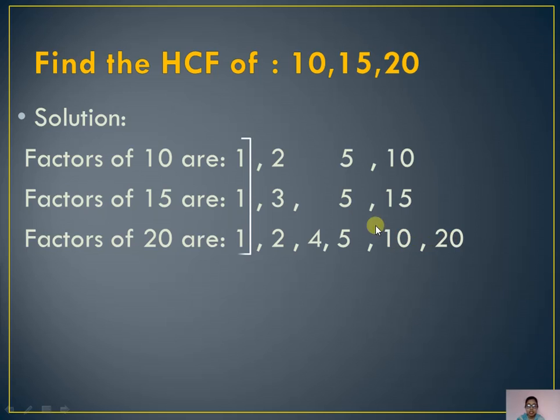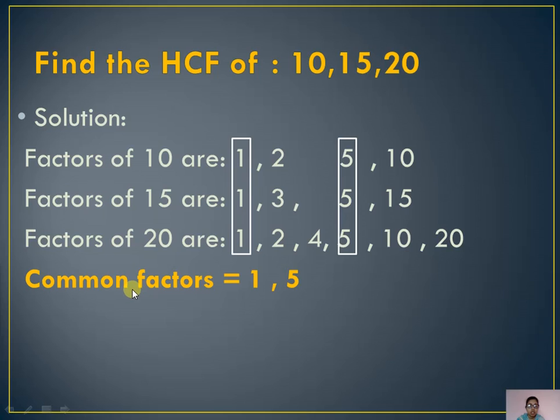We can see that 1 and 5 are common among the factors of 10, 15 and 20. It means the common factors are 1 and 5. And the highest common factor among the common factors is 5. The HCF, that is highest common factor, is 5.